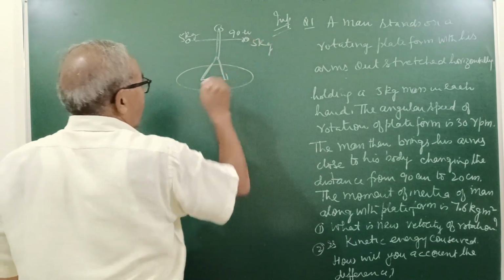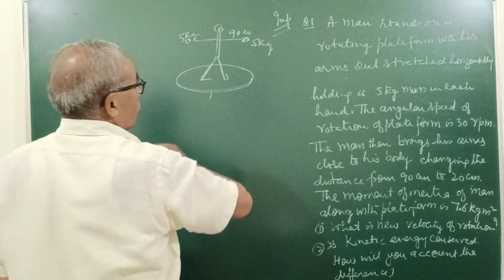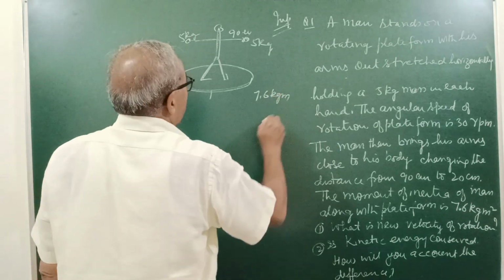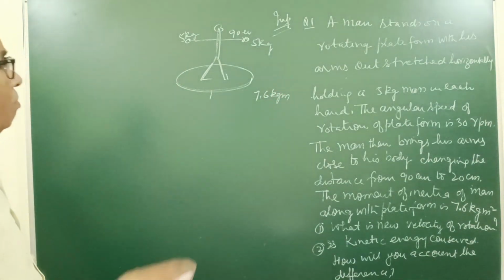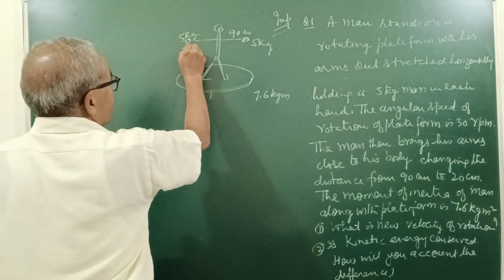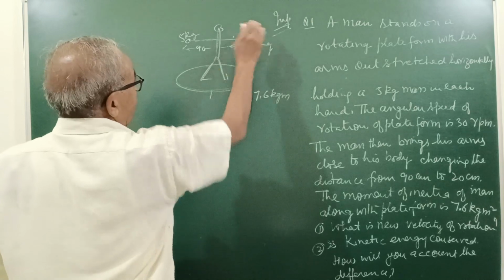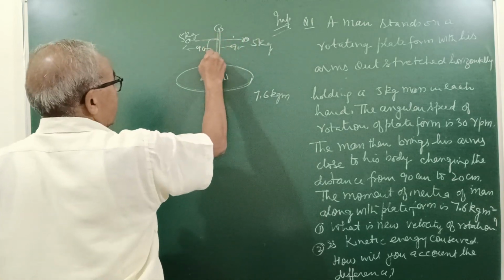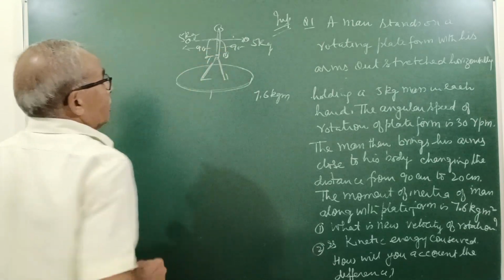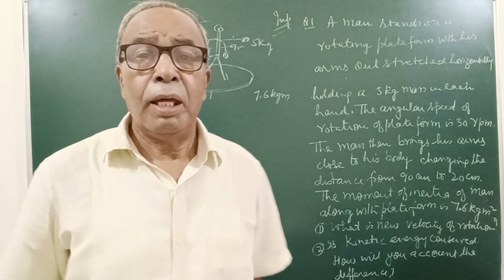Moment of inertia of the man and the platform is 7.6 kg m². Now the man brings his arms close to his body. This distance is 90 centimeter. Now he brings his hands in close to the body. This distance becomes 20. So what is the new angular velocity?